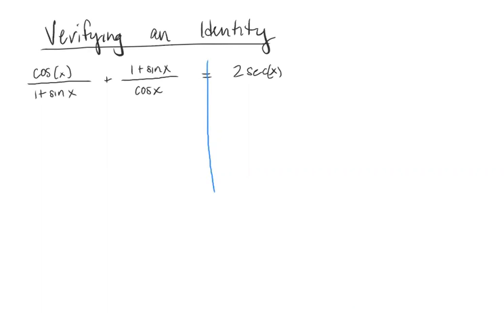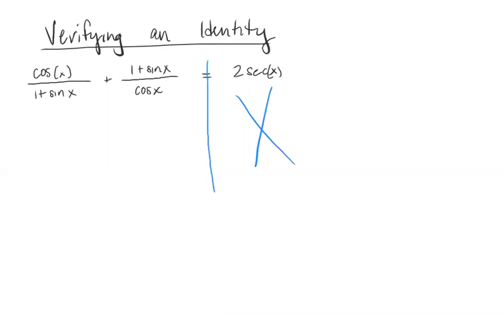So we can't do things like add 1 to both sides, because that's assuming that this is already true. And we don't know that. We're trying to verify that. So I'm going to leave the right-hand side alone because it is simpler. I'm going to work on the messier side and see what I can do with that.